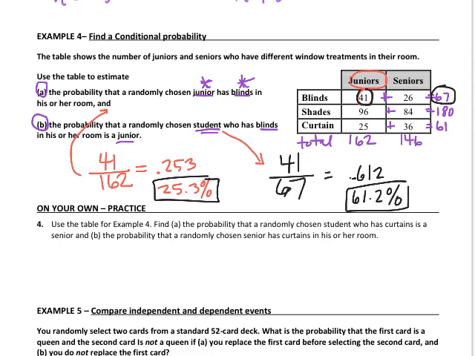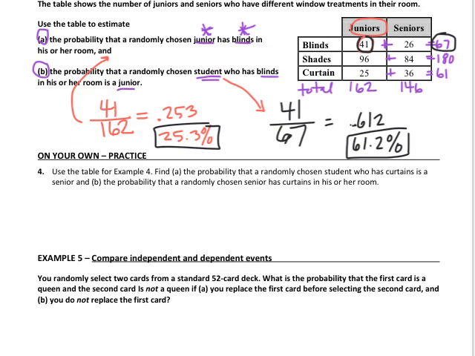Now I'd also like you to do the on your own practice using this table still. It's asking you to use the table to find the probability that a randomly chosen student who has curtains is a senior. Okay, so make sure you're looking at the curtains row and pick seniors there. And then for part B, what's the probability that a randomly chosen senior, so you have to look at the seniors, has curtains. Okay, so there's a different probability for those two.